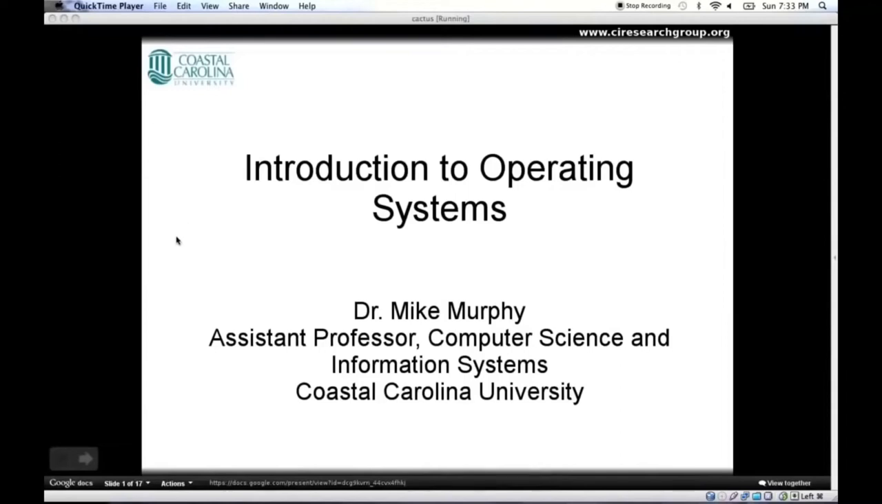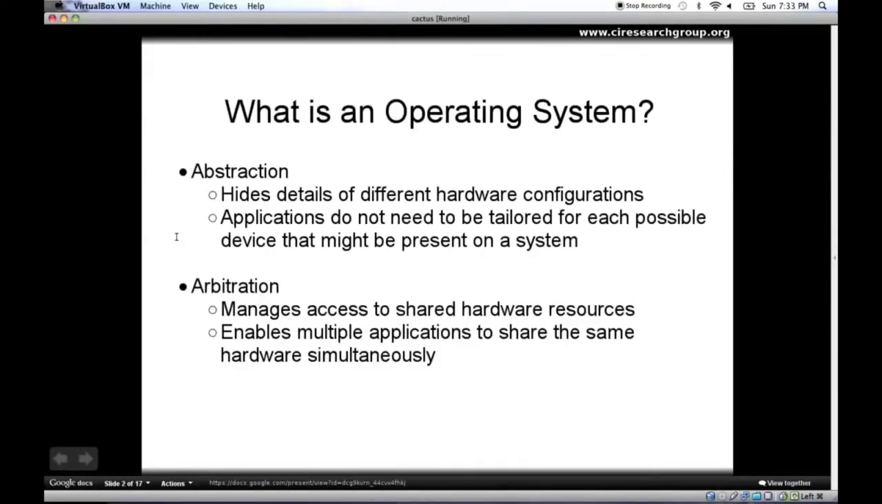Here, I'm going to introduce the fundamentals of operating systems: what they are, what they do, and why they're important. Now, what's an operating system? Well, it's a layer of software that provides two important services to a computer system. It provides abstraction and arbitration.